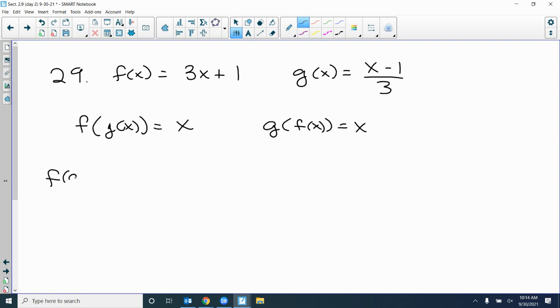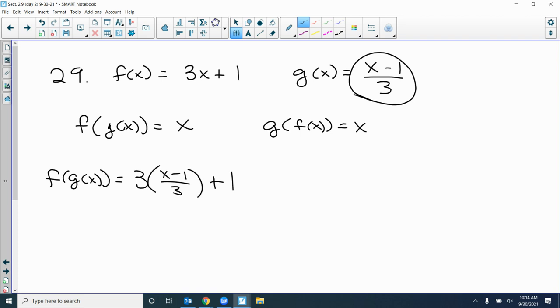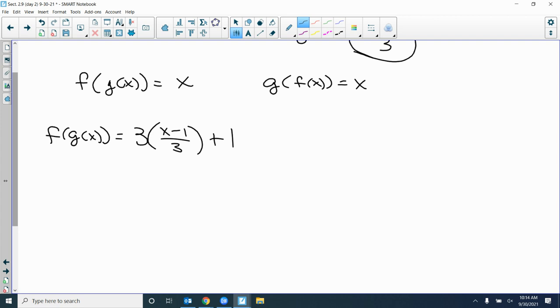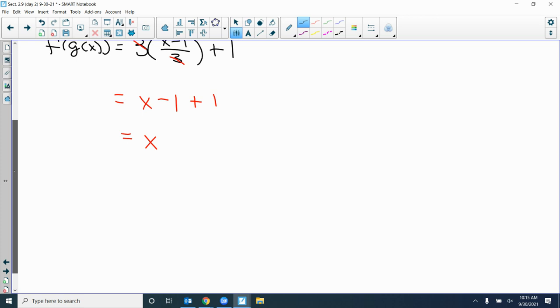So for f of g of x, take this, and that goes in for the x. So you got 3 times (x minus 1) over 3, plus 1. Two ways you can do this. What can I do with the 3's? You can cancel them. If I cancel them, that just leaves me x minus 1 plus 1, which is just x. The other way, I'm just going to stick with this one here because half the people do it one way, half do the other.